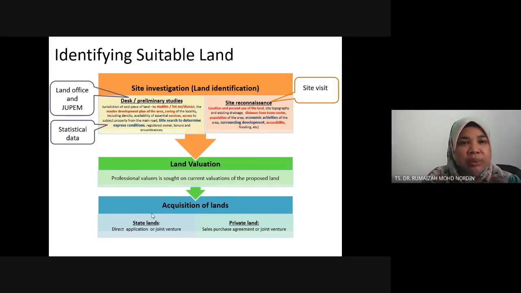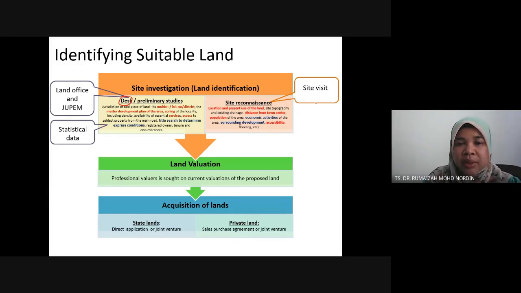Basically, when we want to identify suitable land, we have to go to the land office and JUPEM to obtain the official search certificate. But because you all cannot go, I have provided the official search certificate. Once you have it, you do a desk study to identify information such as the lot and district, the master development plan for that particular lot, the zoning, the access, and from statistical data, the density, availability and so on. Usually you also go to the site, but in our situation, don't risk yourself. Now we have Uncle Google, with Google Street View, which you can use to virtually go for a site visit.